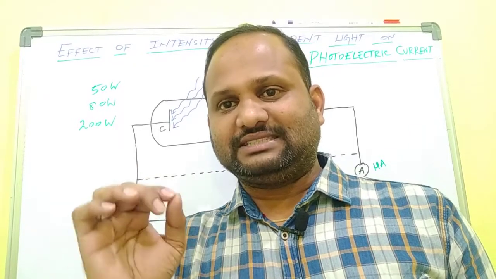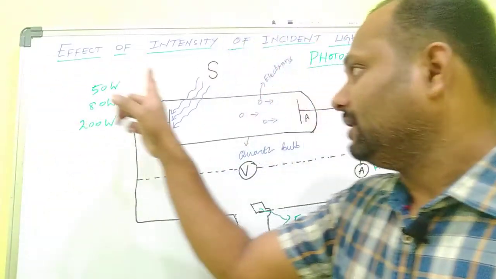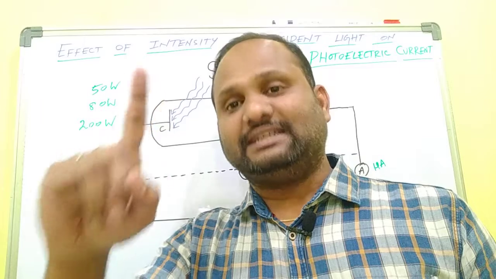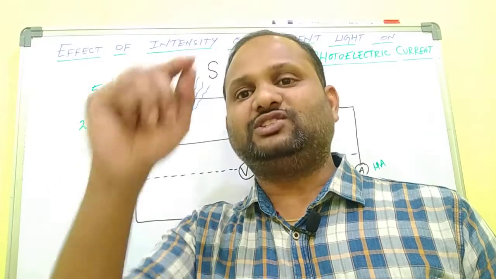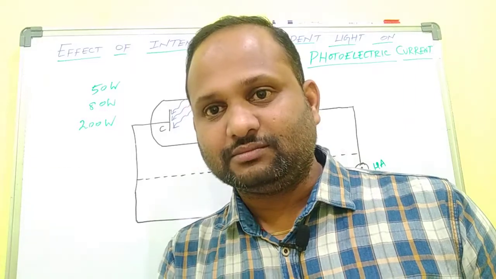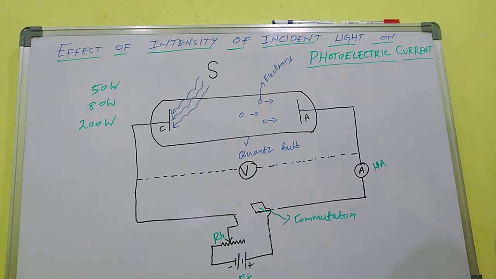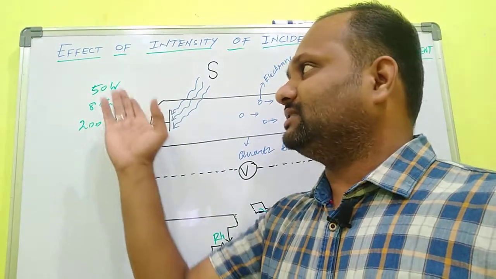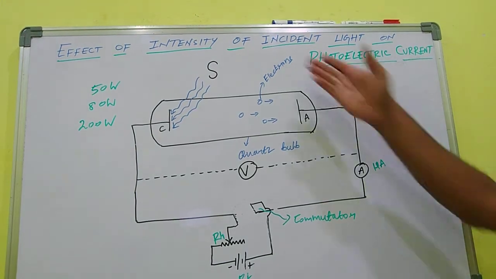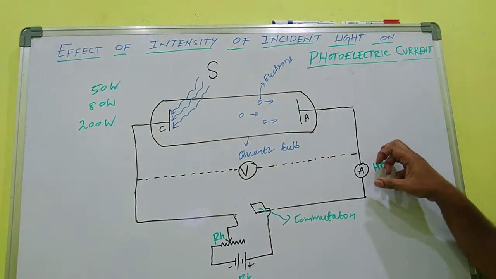Consider you are changing only the power. That means only the power of the source, that is nothing but intensity. Intensity is the correct word. You are changing only the intensity of the incident radiation. What will happen? You study with the help of this ammeter. For example, first you give the lower intensity, for example 50 watt, and it shows some amount of current. Then you increase to 100 watt, and the photoelectric current also increases.